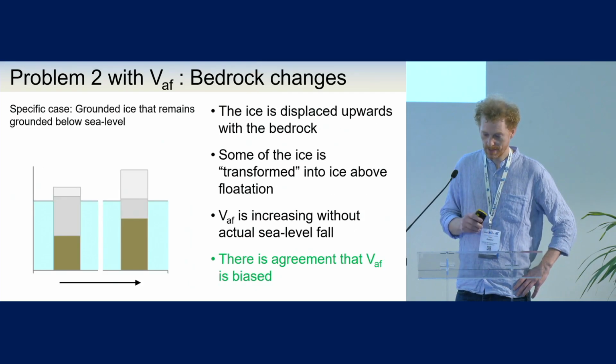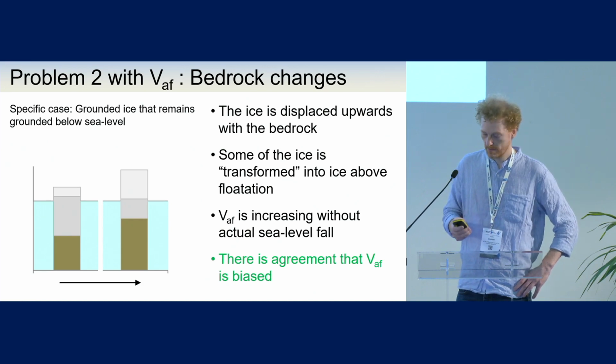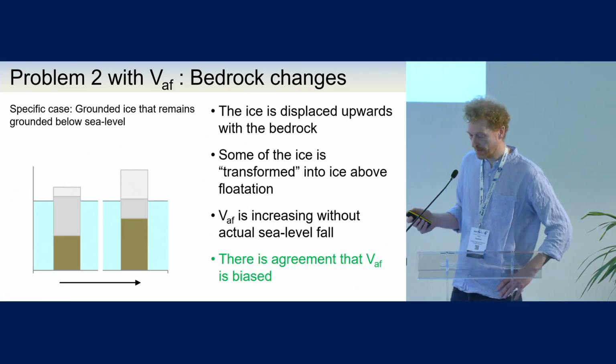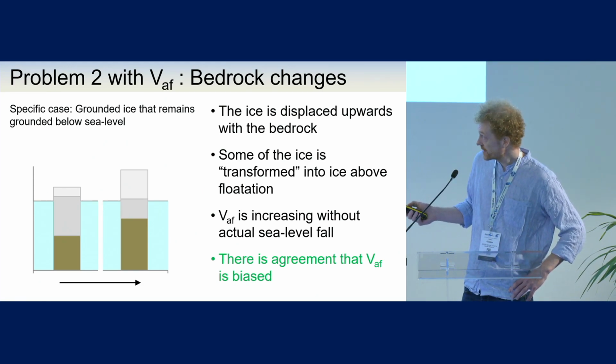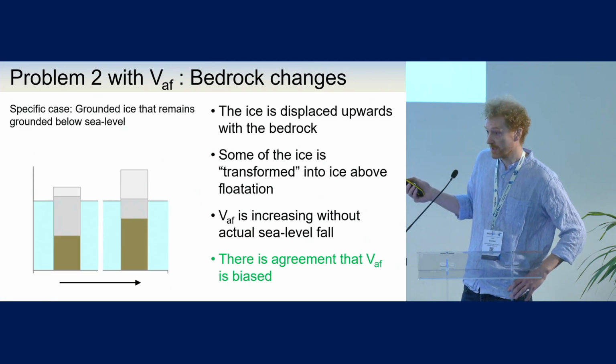Now I have to talk about bedrock. The problem with volume above flotation is that bedrock changes change the volume above flotation. You can see that illustrated here. In this case, we're moving from this configuration to that configuration. The bedrock is lifted up by GIA, isostatic uplift. There's no apparent change in the sea level contribution here, but the volume above flotation increases. So if you just look at volume above flotation, this bedrock displacement is recorded as a sea level fall because the volume above flotation increases.